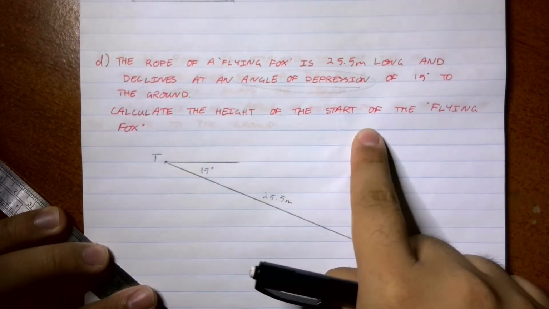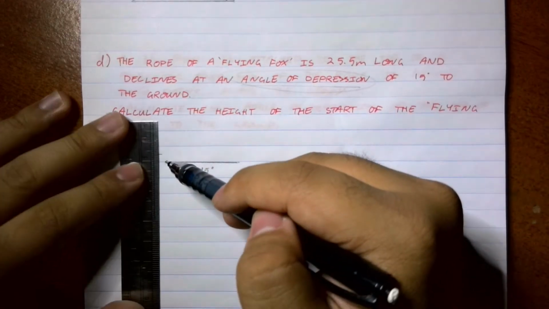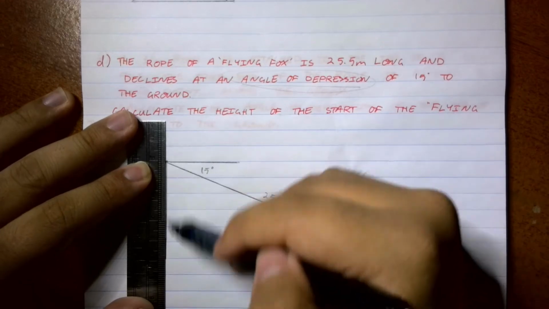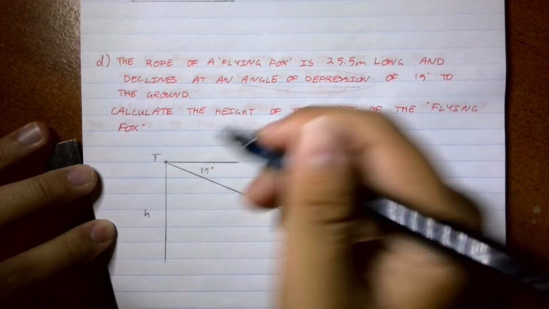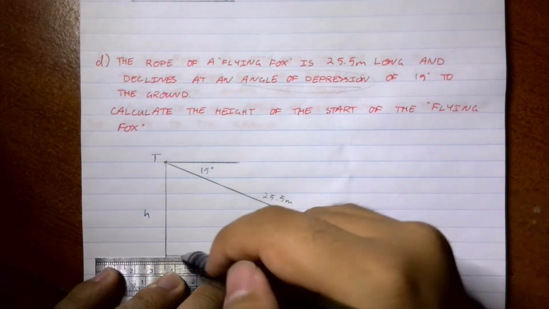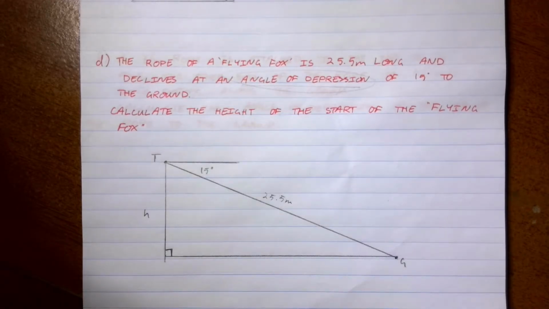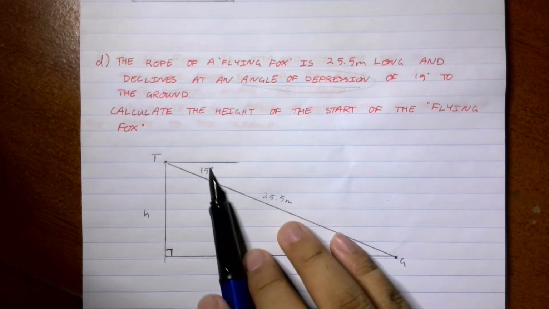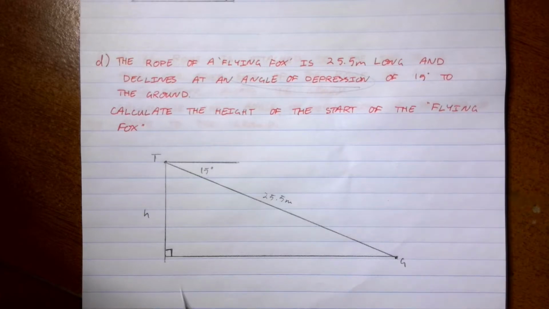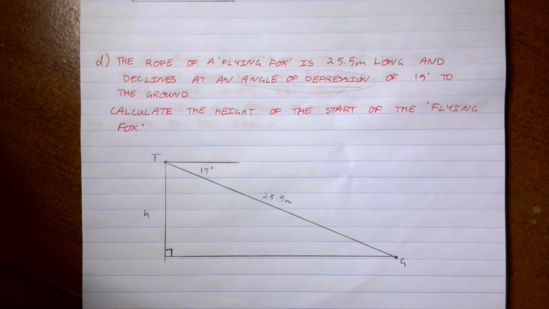Okay, calculate the height of the start of the flying fox. So here is the start of the flying fox. We want to calculate the height of it. So there's the start. Let's put H for height. And let's draw this like so. So now we have a triangle that we can work with. Be careful, don't be tempted to use this angle here, because we need the angle inside the triangle. In my previous example, I showed that you could use this one here. I'm going to show you a different way to think about this.